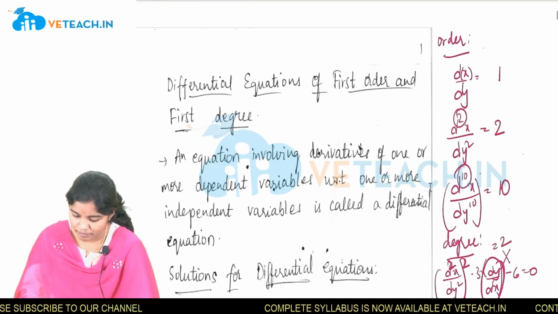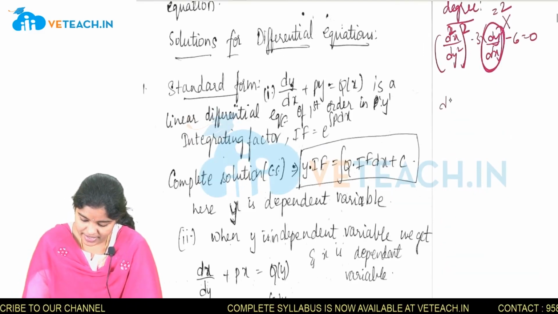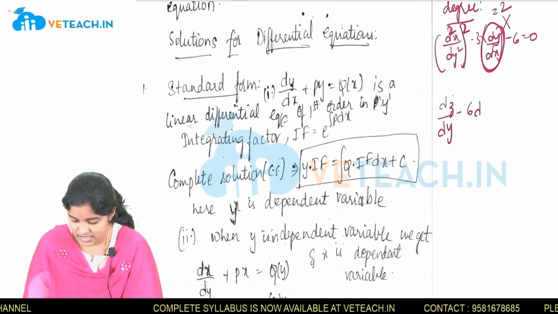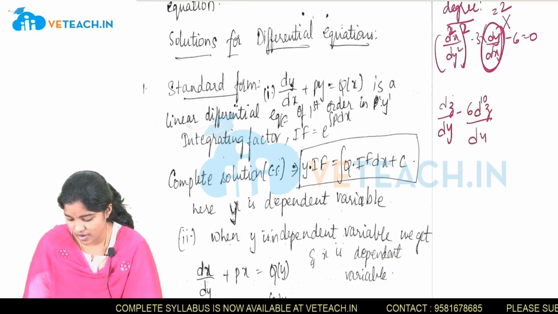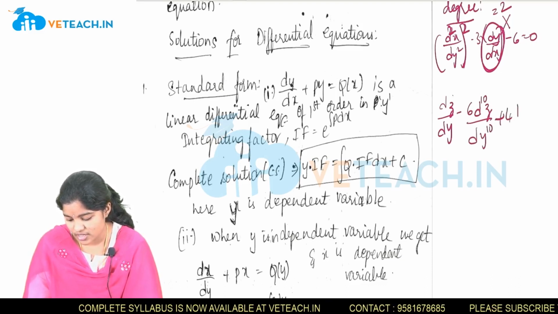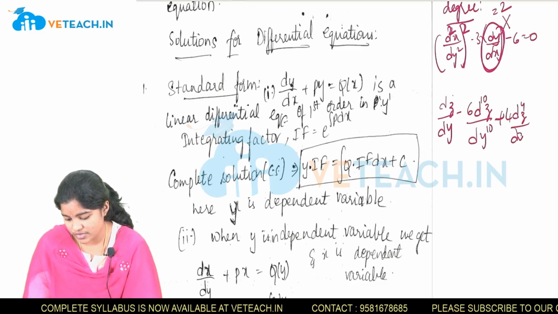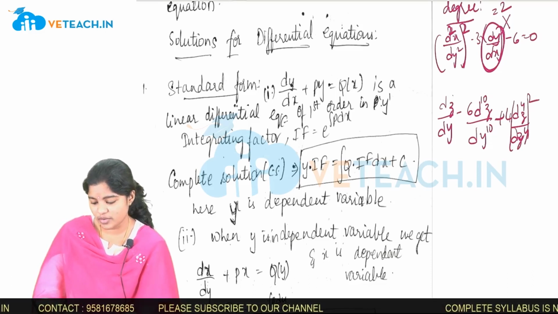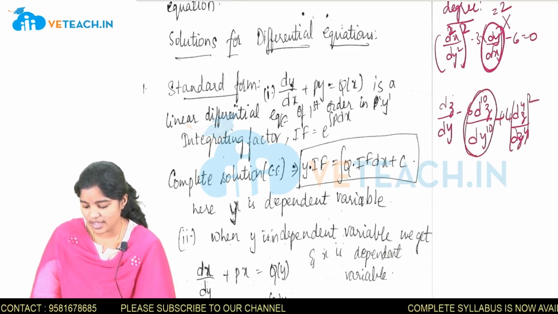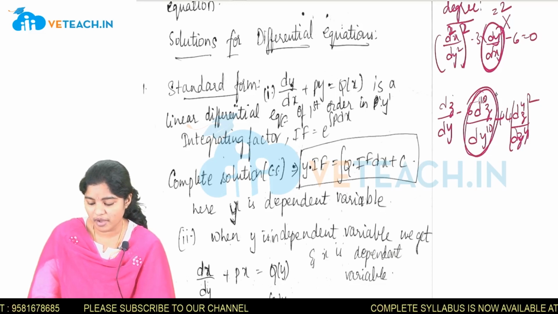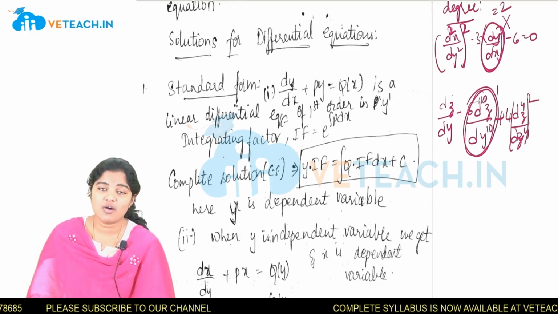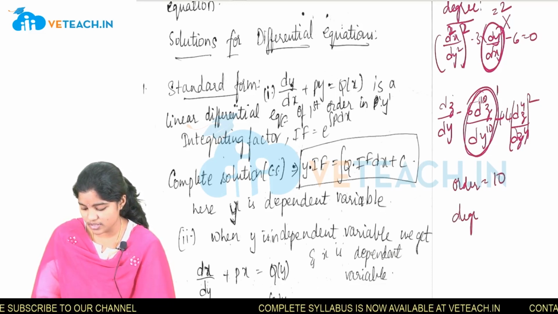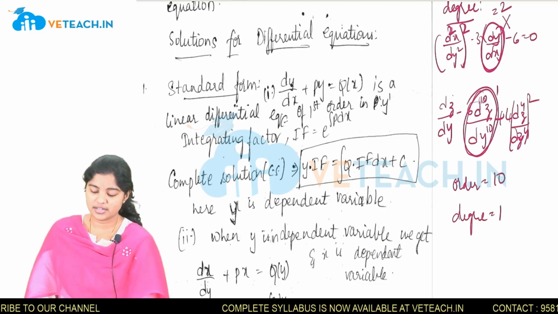In the same way, take another example, dz by dy minus 6 d power 10 z by dy power 10 plus 4 d power 4 z by dz power 4, whole square. Now what is the degree of this equation? What is the highest order here? 10. What is the power of this highest order? 1. So this is called the degree. Here order is equal to 10 and degree is equal to 1. So this is the degree and the order.